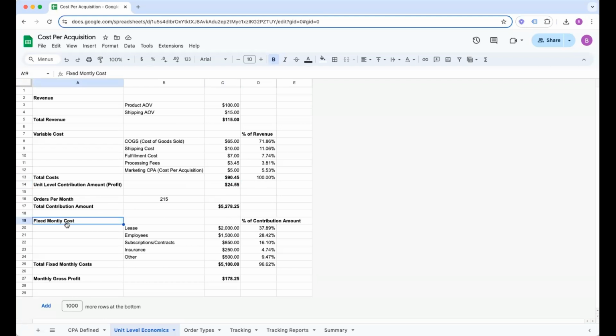And the next step is to look at your fixed monthly costs. So here are some examples, fake numbers, of course, but you get the idea. The idea is to plug those in.